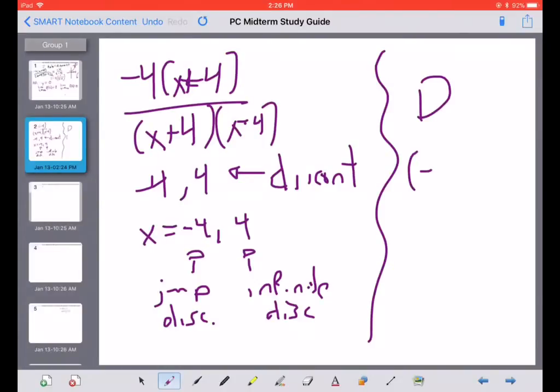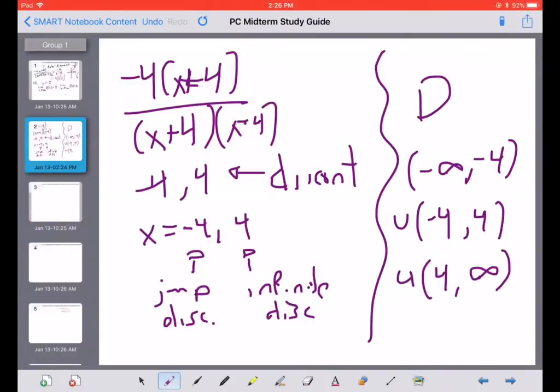So we're going to go from negative infinity to negative 4, union negative 4 to 4, union 4 to positive infinity. So here we had to use our parentheses on the 4s and the negative 4s because those points are not included, because those are discontinuities, aka our holes.